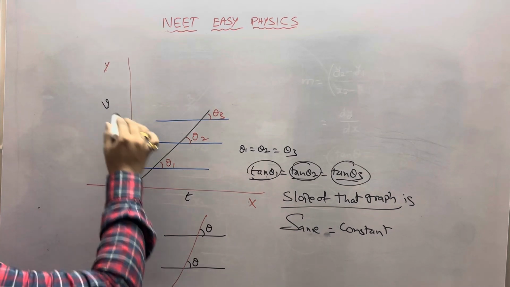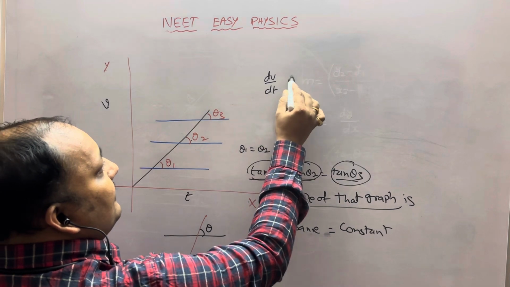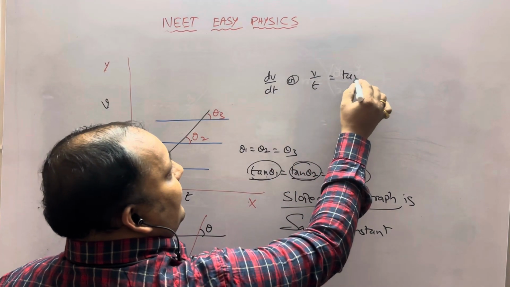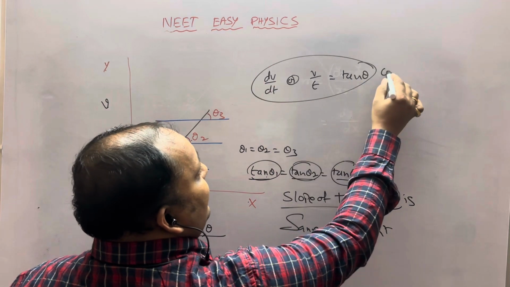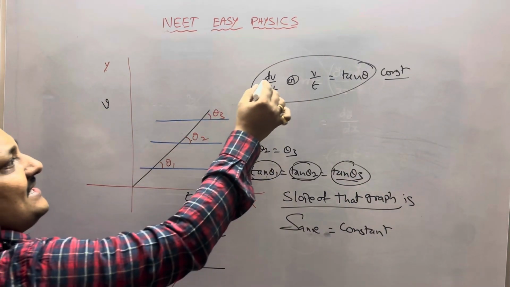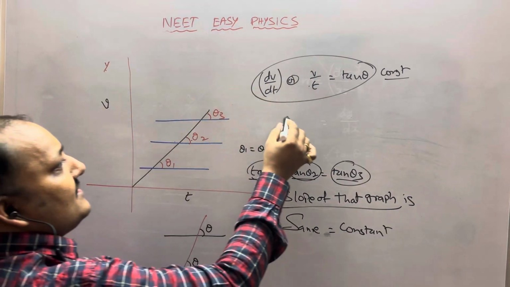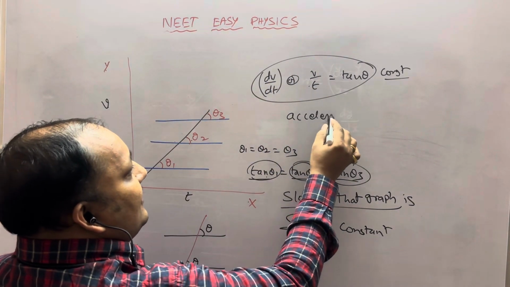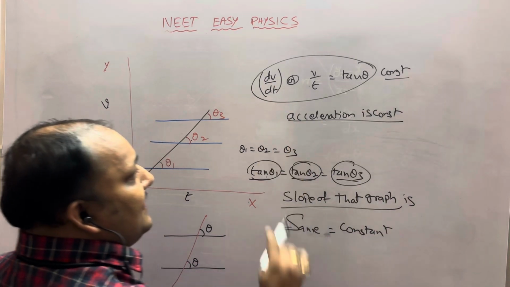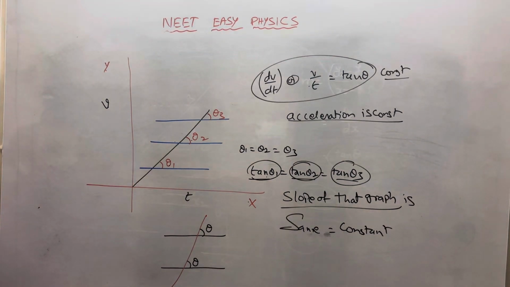Now what is the slope of a velocity time graph? Either dv by dt or v by t, according to this tan theta. Now all these are constant. Constant means, what is the nature of this graph? dv by dt is constant. Velocity by time is constant means what is constant? Acceleration is constant. So if they ask what is the nature of this graph, at that time you have to give information like this from the graph.